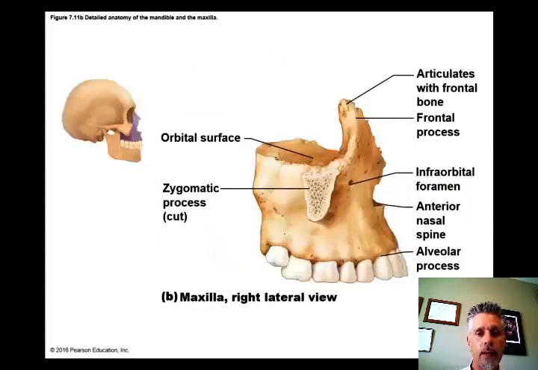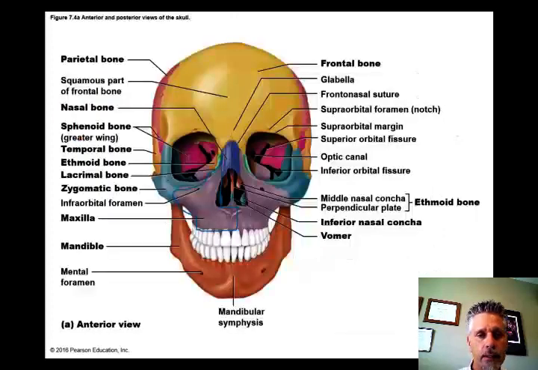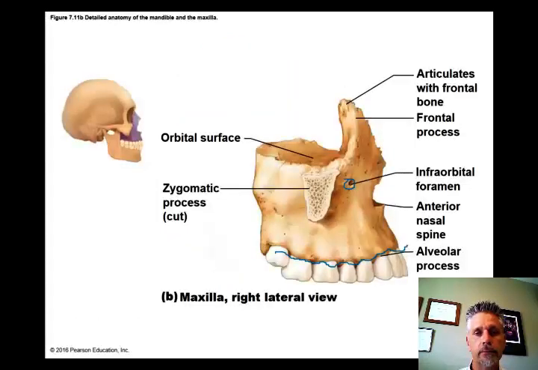So you can see the eye socket is going to be up here. Here is the maxilla, where we have the teeth coming in. Alveolar processes again, or alveolar margin. We can also see an infraorbital foramen, right? Because it's underneath the eye, right there. And this is going to contribute also to the eye socket. Okay?